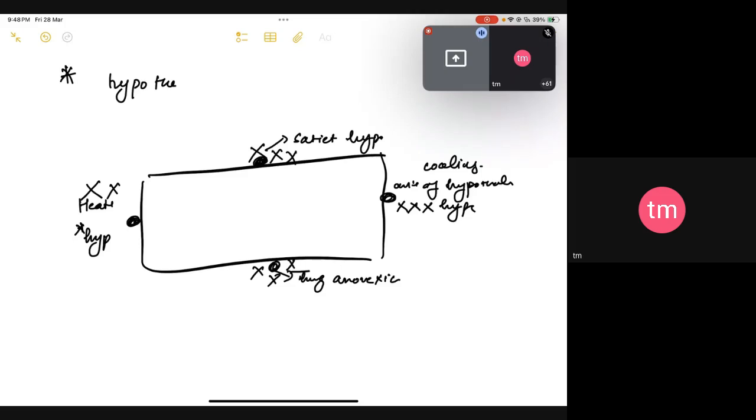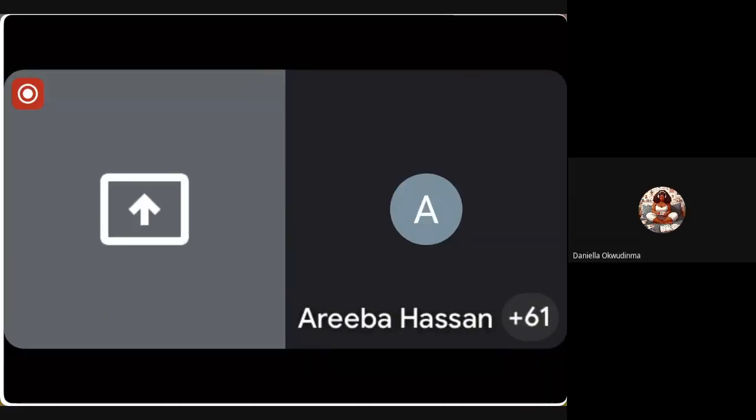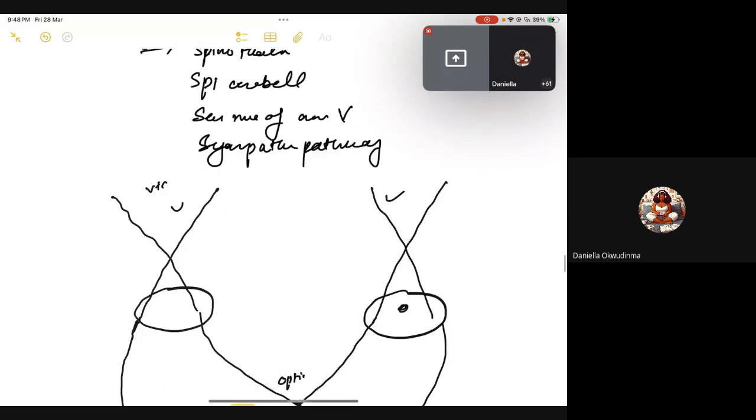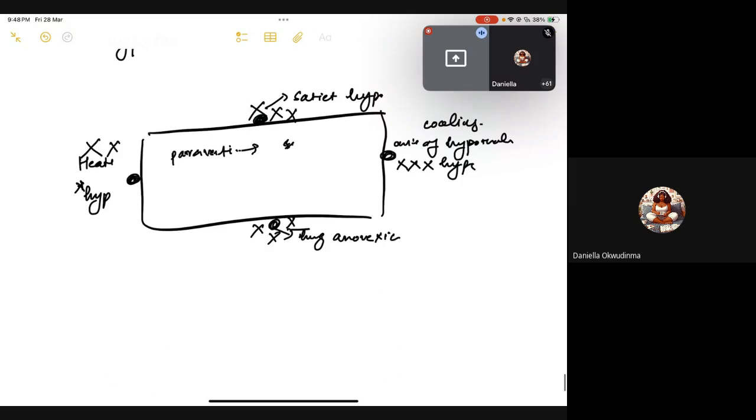For example, the paraventricular nucleus. What's the function of the paraventricular? We already discussed that in our endo section. Paraventricular is for oxytocin, and supraoptic is for ADH. So supraoptic for ADH and paraventricular for oxytocin, right? What about the suprachiasmatic nucleus? Circadian rhythm. Okay, circadian rhythms, right? Perfect. So these were the nuclei of your hypothalamus.